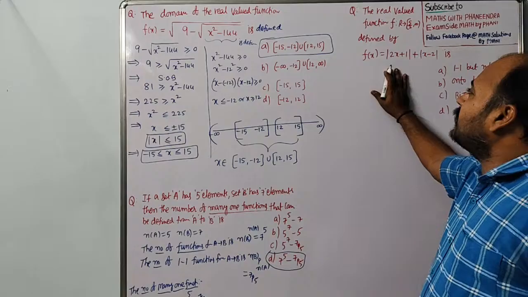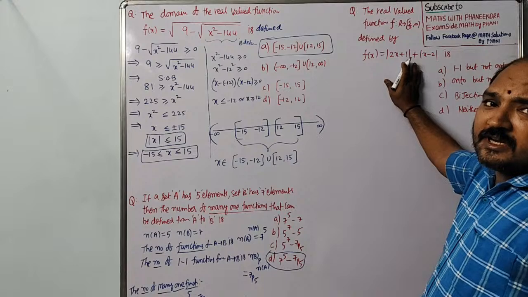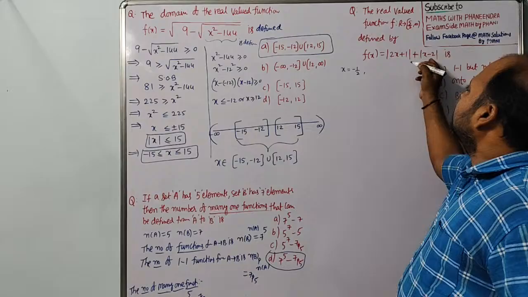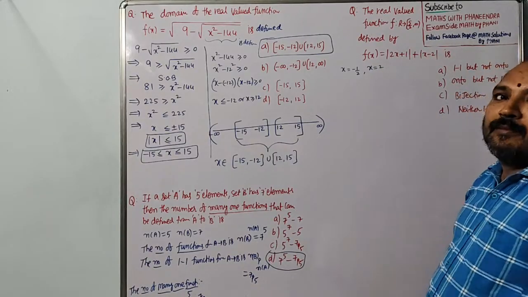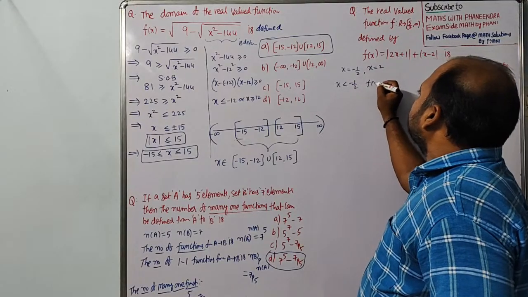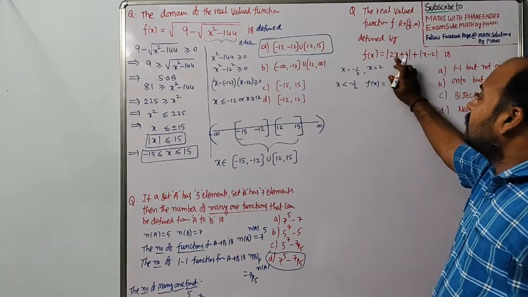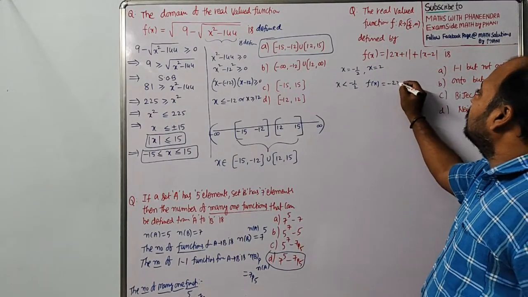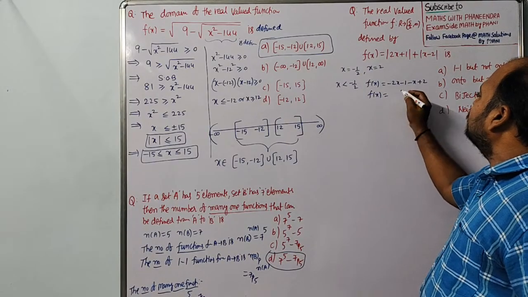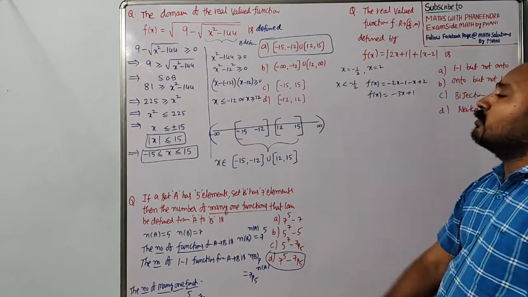Here, the given function is the modulus function, absolute value of x, mod 2x plus 1. What is the critical value here? x critical value is minus 1 by 2, and x is equal to 2 also. When x is less than minus 1 by 2, both are negative, so minus 2x minus 1, so minus x plus 2 will come. So f of x is equal to minus 3x plus 1, dear students, when x is less than minus 1 by 2.